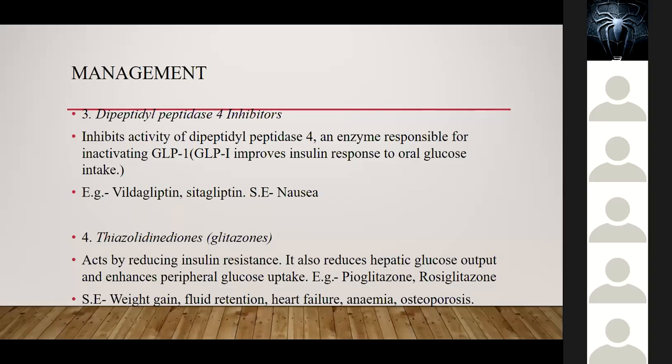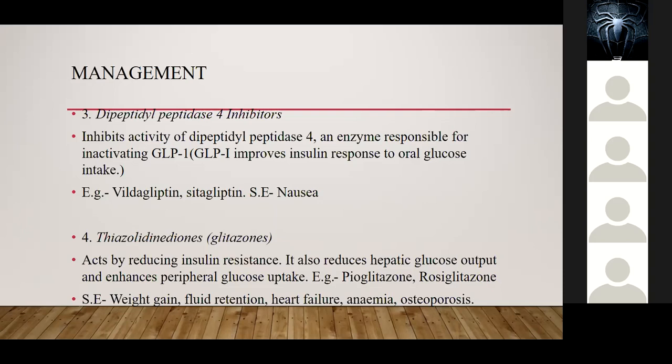Then you also have your thiazolidinediones. For example, you have pioglitazone, you have rosiglitazone. These medications work like the way metformin works. It reduces the hepatic glucose output, and it also enhances the peripheral glucose uptake by improving sensitivity. So just like the way metformin works. Sometimes we put our patients on this medication if the usual metformin and the like are not working. We come to these ones.